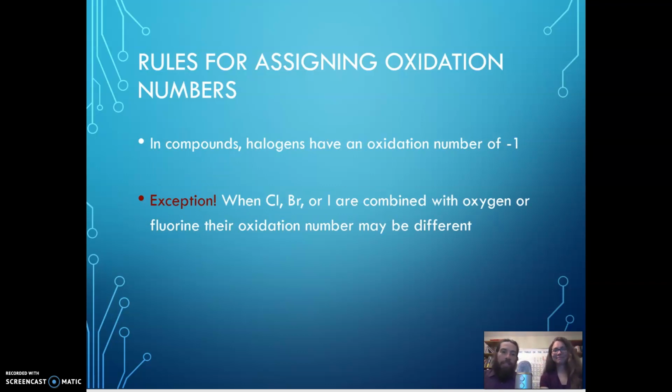Okay, here comes the good stuff. When we have a compound, the halogens, that's group 17 or 7A, have an oxidation number of -1. But there's an exception. If chlorine, bromine, or iodine are combined with oxygen or fluorine, their oxidation number may be different. Oh, fluorine's always -1. You'll enjoy that one. Fluorine's always -1. That'll help you. But these guys might be different.